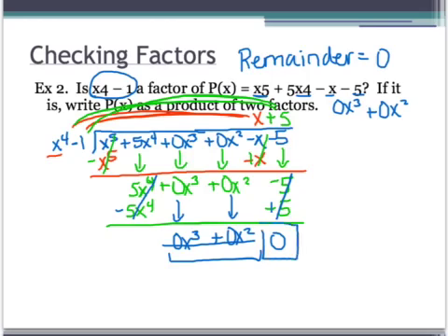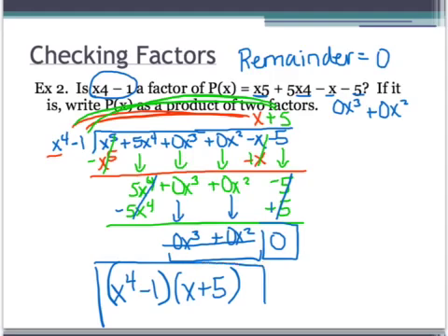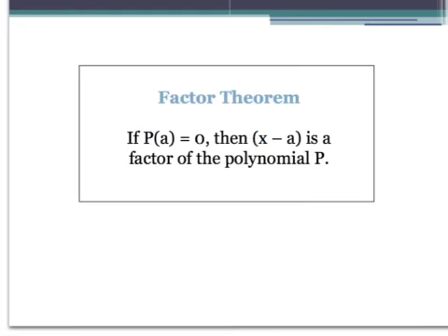It says if it is, you want to write p of x as a product of two terms. What that means is what times my divisor will give me p of x. That's your quotient, x plus 5. So if I really wanted to check my long division, I could multiply or FOIL x to the fourth minus 1 times x plus 5, and I should end up with my p of x.